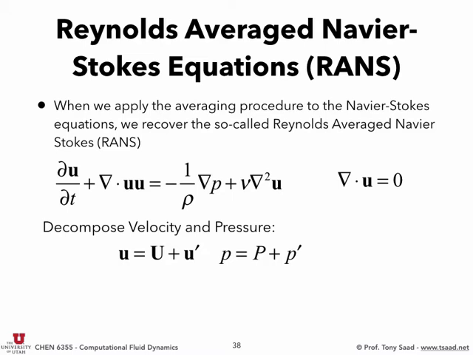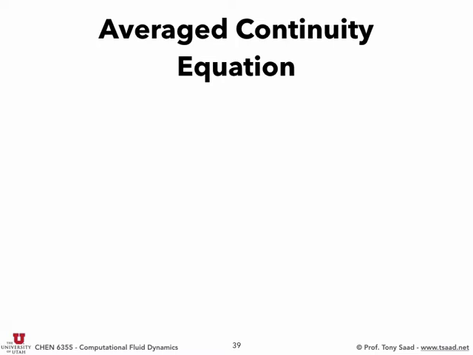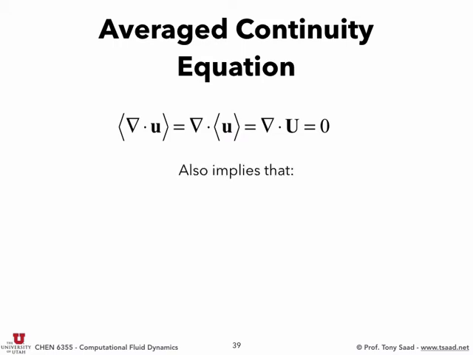Now let's start with averaging the continuity equation. We take the continuity equation and apply the average. So the average of div u is div of the average, and that tells us that div of the mean value is 0. So the continuity equation also holds for the mean value. Great, we haven't changed anything, just changed symbols from lowercase u to capital U. But this also implies that the primed velocity, the fluctuation, is also solenoidal. You can easily show this by saying div u is equal to div of capital U plus u prime, and because div capital U is zero, then div u prime is zero.